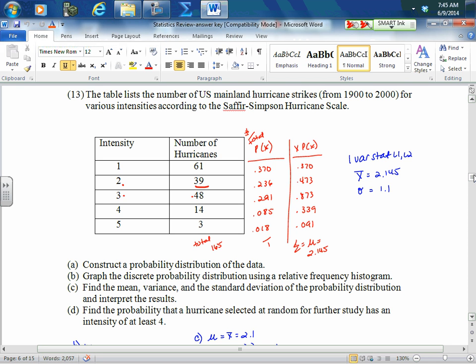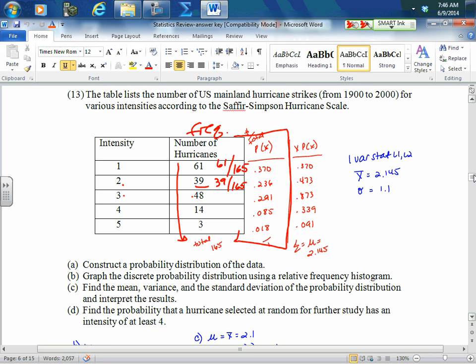The best way to start this table is to add up this column. How many total hurricanes am I talking about? These are my frequencies. How many total did I have altogether? So we add them up and we find out there's 165 total hurricanes that they charted in this graph. So now, to construct a probability distribution, probability is part over whole. This is just like your relative frequency. 61 over 165, and just break it down to 3 decimals. 39 over 165, and so forth. That gives you this column.